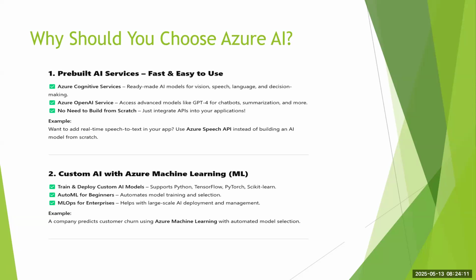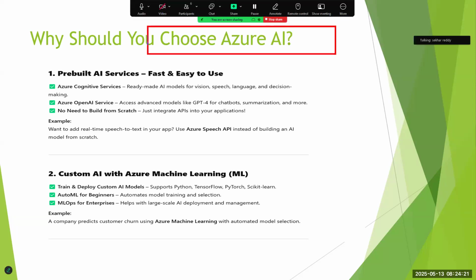Coming to Google, we have Gemini. We have many AI and ML models, but why should I choose Azure AI? As I said, it has pre-built AI services and is fast and easy to use.